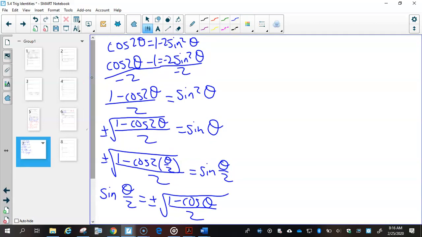Alright, we're gonna do the same thing with one of cosine's other double angle formulas. Cosine 2 theta equals 2 cosine squared theta minus 1. Same process. Get everything away from the cosine that's squared. Add 1, divide by 2.